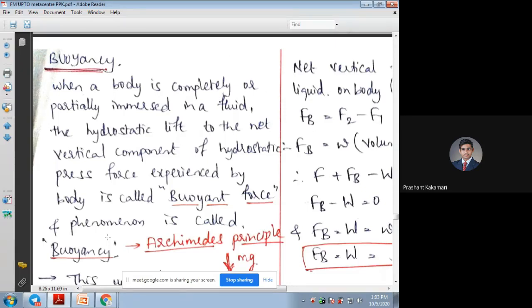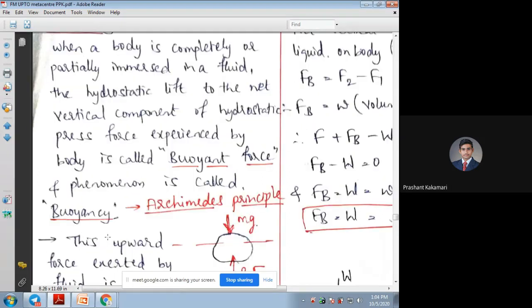So these two vertical forces that are experienced are called the buoyant force, and the phenomenon is also called buoyancy. Some books call it buoyancy, some books call it buoyant force. The force is the buoyant force. This phenomenon of lifting the body, floating or submerging the bodies, is called the buoyancy phenomenon.